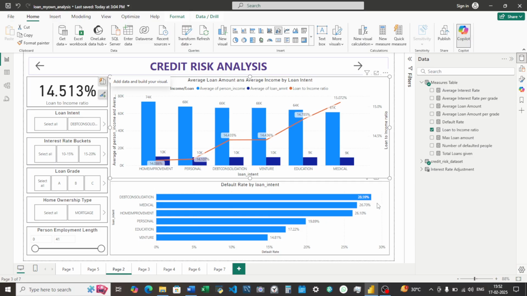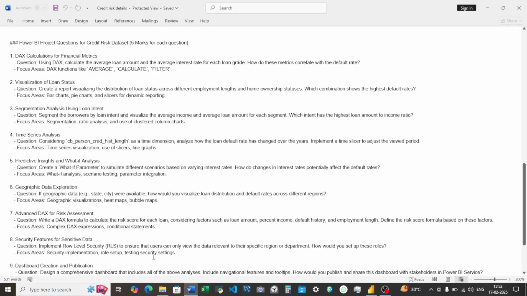But you need to look over the default rates by loan intent too, which are highest for home improvement, higher than those of medical and education. Let's go to the next question.